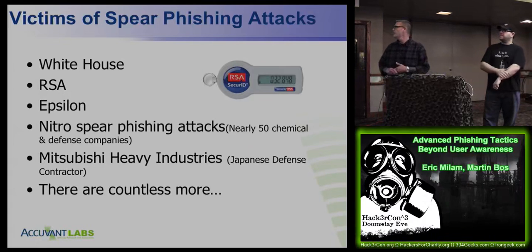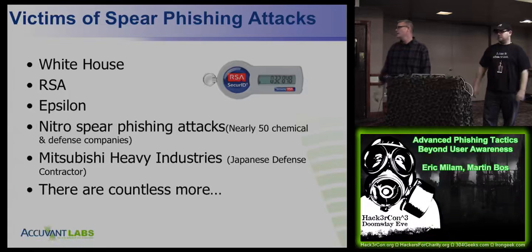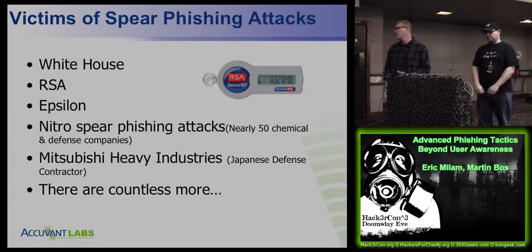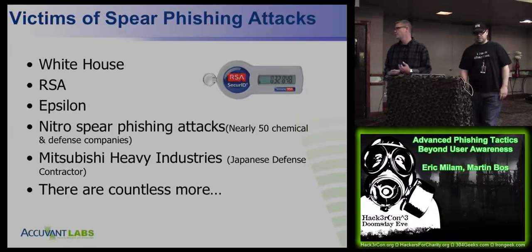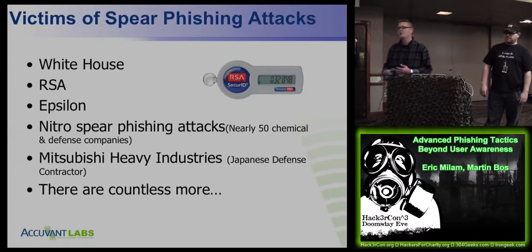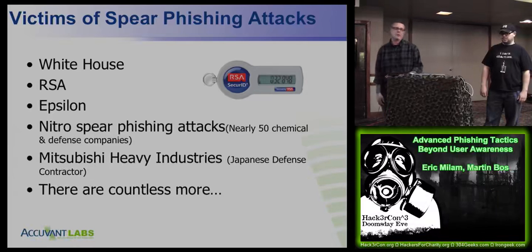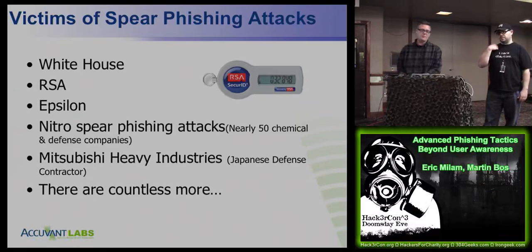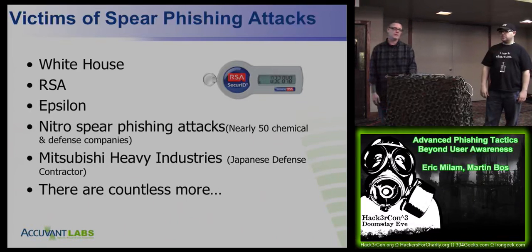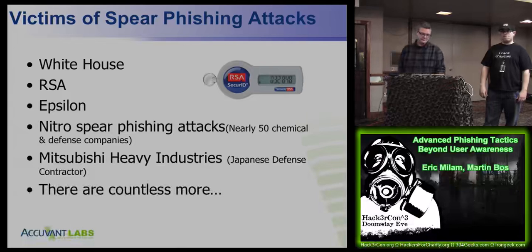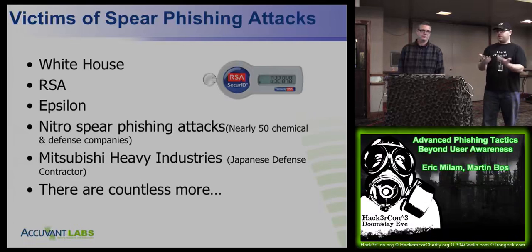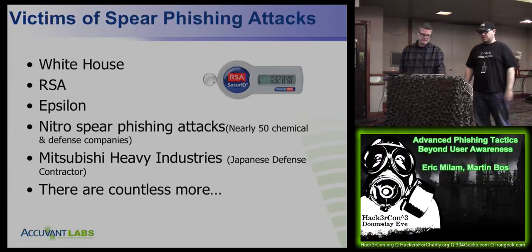So some other big victims of these attacks, you know, RSA, Epsilon, another big one were these Nitro spear phishing attacks that targeted 50 chemical and defense companies. Mitsubishi Heavy Industries, who's a defense contractor, and there's hundreds more, all over the place. I would almost venture to say that this is one of the most popular externally facing attacks on the internet today. Which totally makes sense because everybody's hardened their external perimeter, right? But we know if we get into the ooey gooey center, game over.